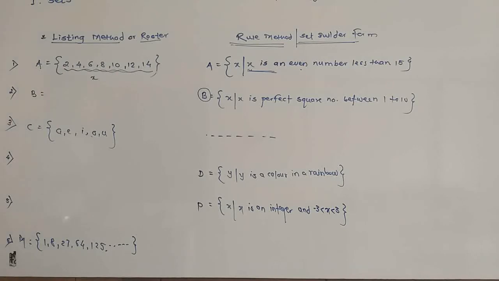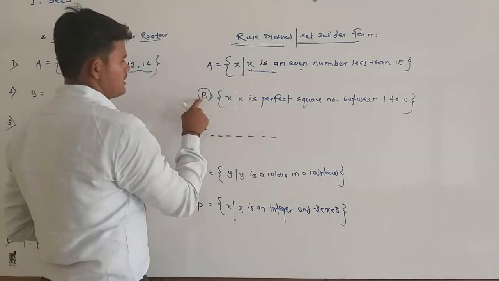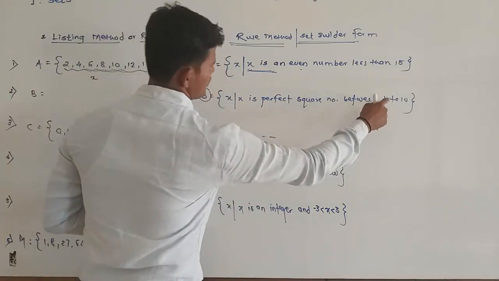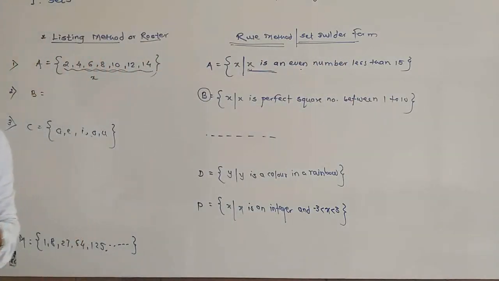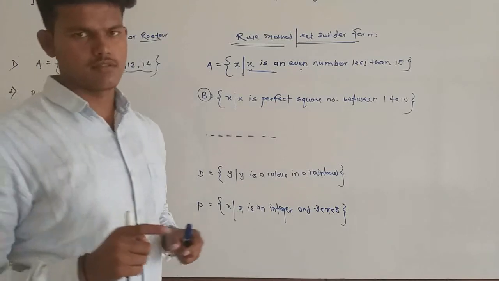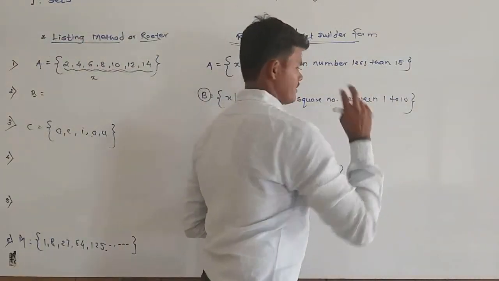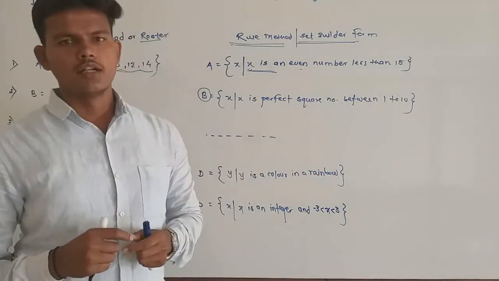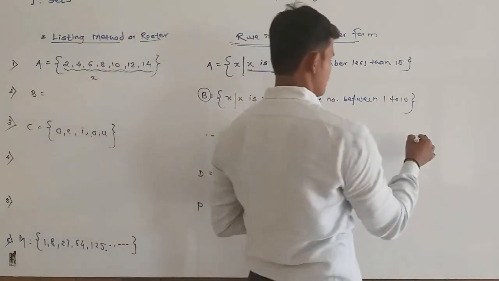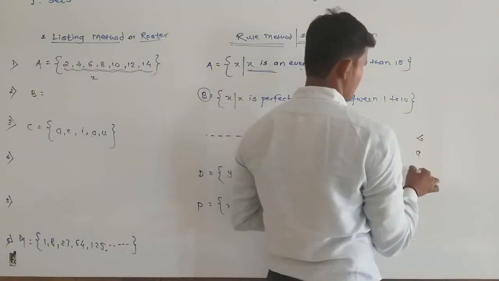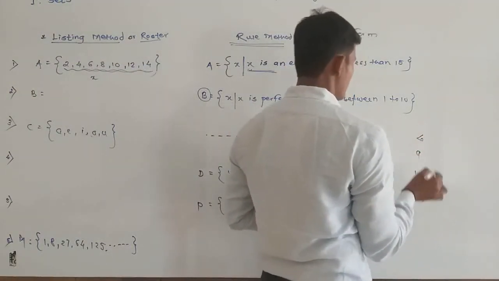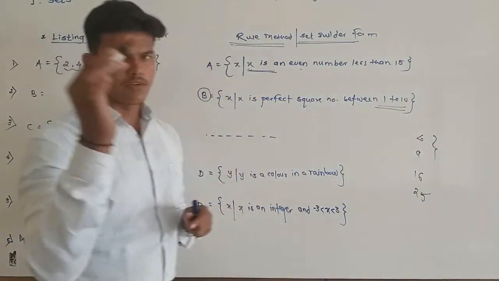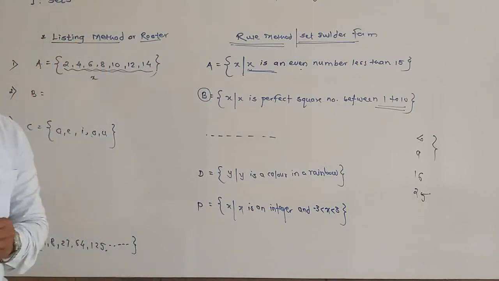Okay, so B is a set of all x such that x is a perfect square number between 1 to 10. So which are the numbers? They are the perfect squares between 1 to 10. असे कोणते नंबर आहेत ते परफेक्ट स्क्वेअर आहेत between 1 to 10. So we know that perfect squares are 4, 9, 16, 25. Just we have to write between 1 to 10. So 4 and 9 are the perfect square numbers between 1 to 10.